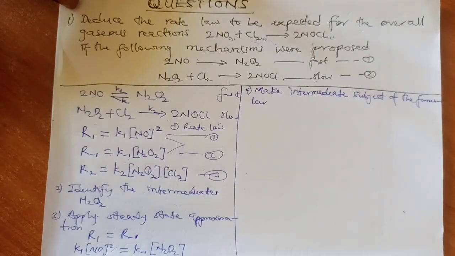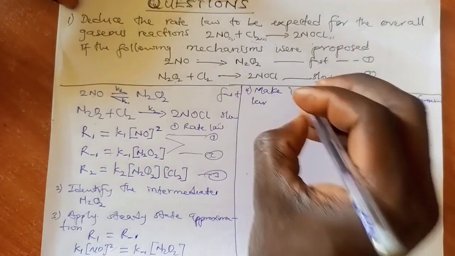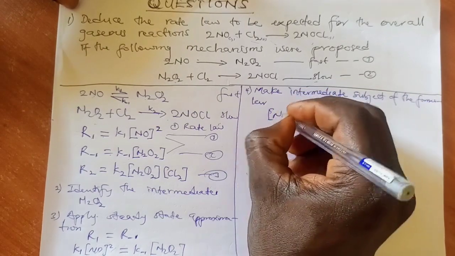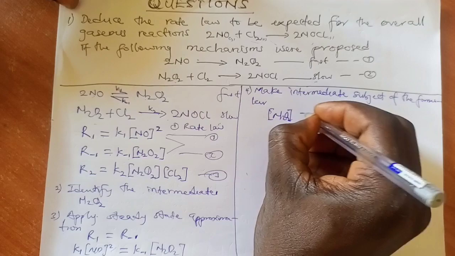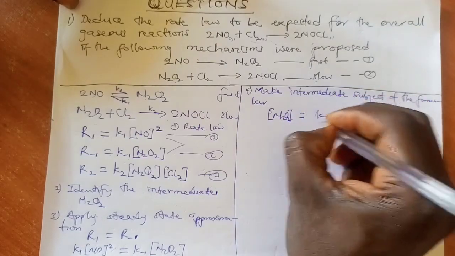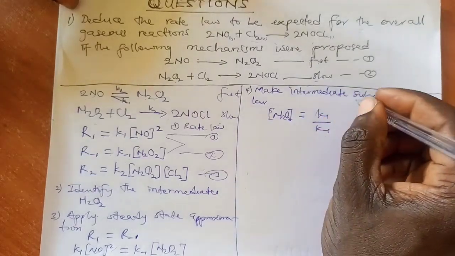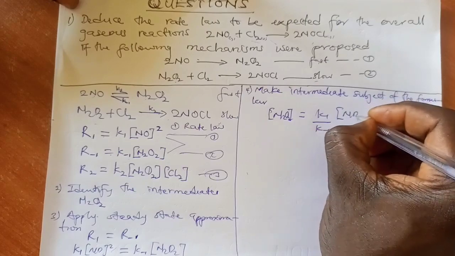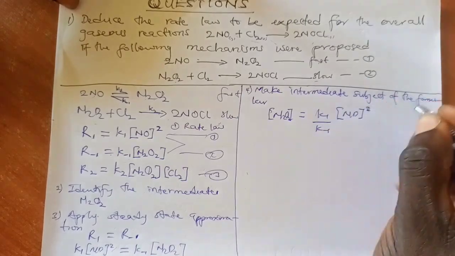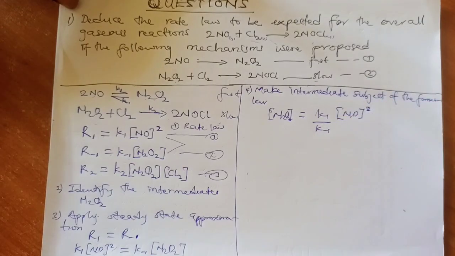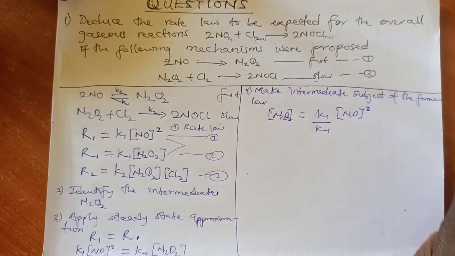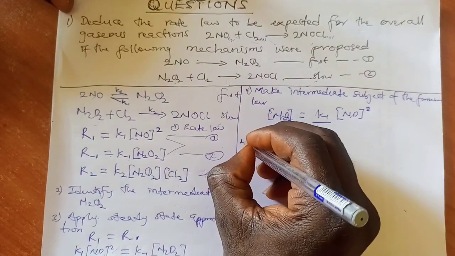When you do that, you divide both sides by K minus 1. Then you are going to have your intermediate equal to K1 over K minus 1 times the concentration of NO squared. Remember, this is your intermediate.